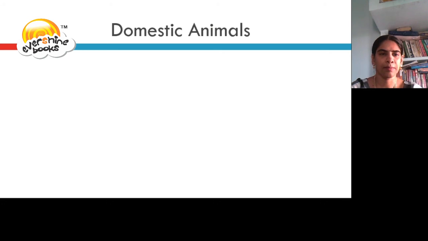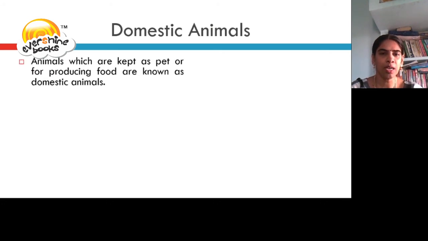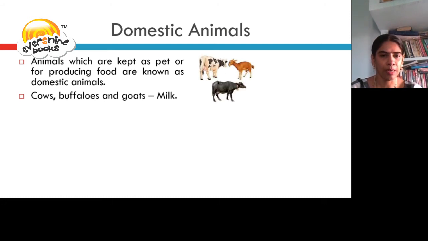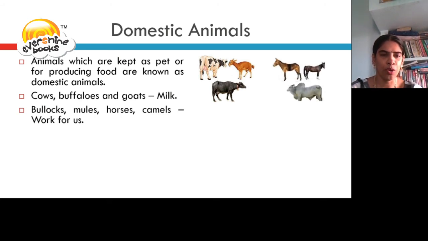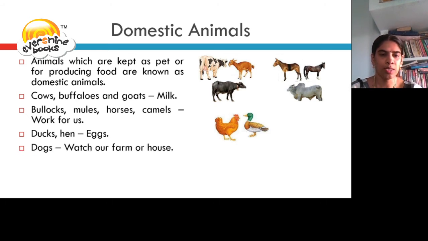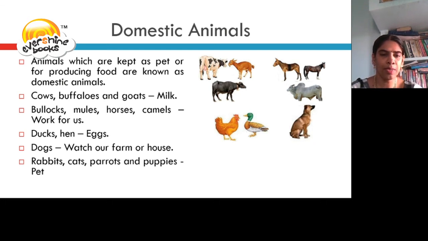Domestic animals. Animals which are kept as pets or used for producing food are known as domestic animals. Cows, buffaloes and goats give us milk. Bullocks, mules, horses, camels work for us. Ducks and hens provide us with eggs. Dogs keep watch over our farms or houses. Rabbits, cats, parrots, and puppies are kept as pet animals.